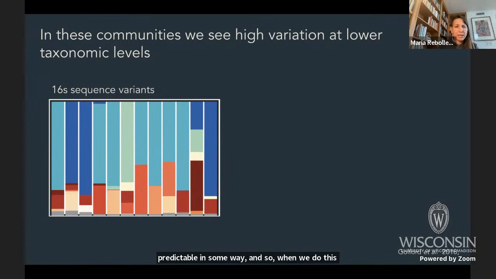we see that at lower taxonomic levels, so ESV or 16S variants or species, we see a lot of variation. So these are actually all replicates. Each of these bars is the relative abundance of different bacterial ESVs, and each of these bars is a different community, but they are all assembled from the same source. So coming from the same exact pool, we get tons of variation in different communities.